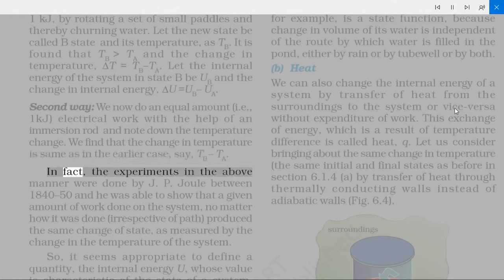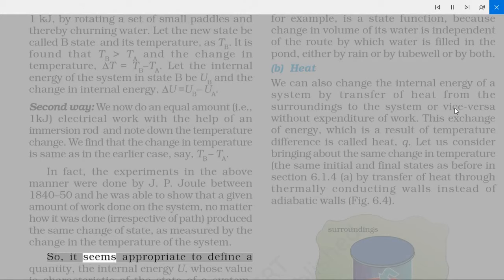In fact, the experiments in the above manner were done by J.P. Joule between 1840-50 and he was able to show that a given amount of work done on the system, no matter how it was done, irrespective of path, produced the same change of state, as measured by the change in the temperature of the system.